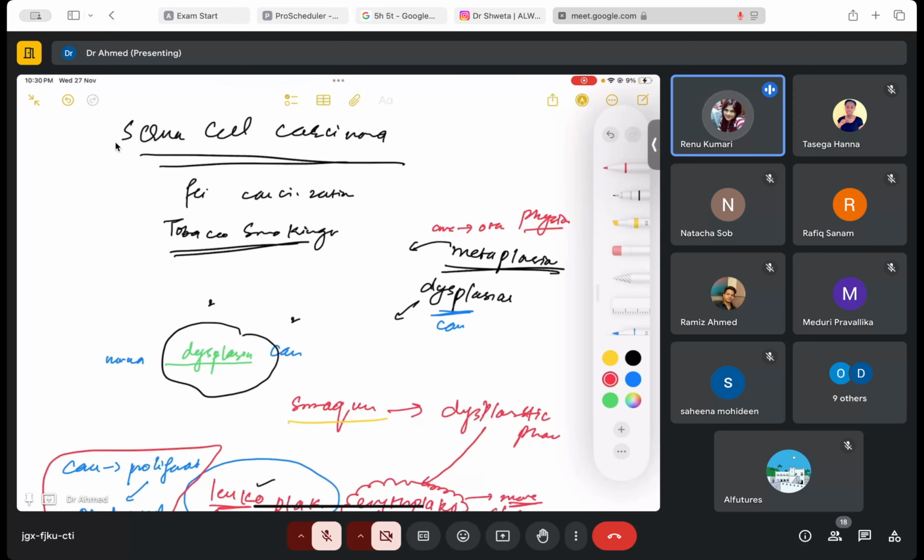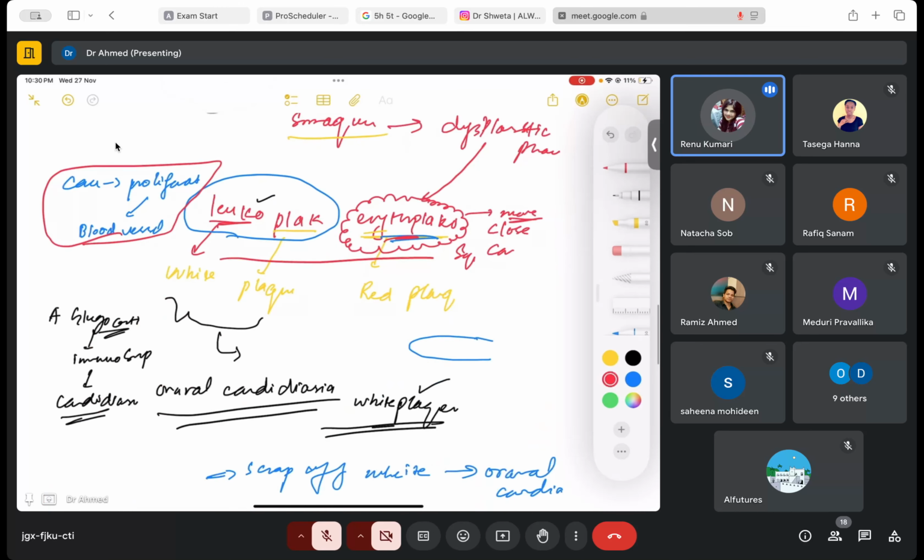Now coming to the white plaques. White plaques can be seen in other conditions as well, apart from squamous cell carcinoma. It can be seen in asthmatic people who are using oral glucocorticoids, which can present as oral candidiasis. It can also be seen in hairy leukoplakia, which is seen in immunocompromised people like AIDS or in EBV. In EBV, we have induced hyperplasia of your squamous cells. It isn't any cancerous form, it is hyperplasia of the squamous cells. In that condition also we can see white plaques.